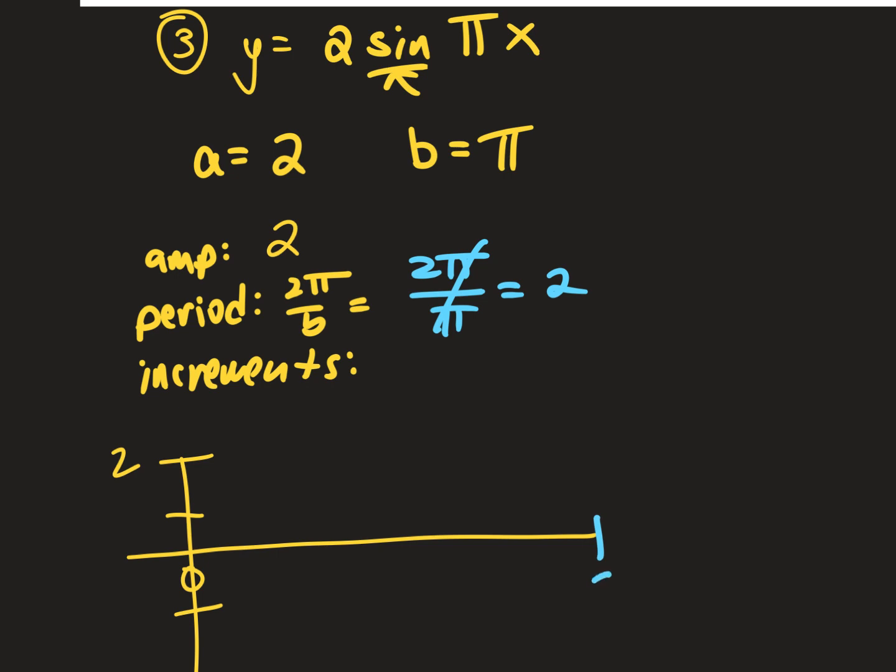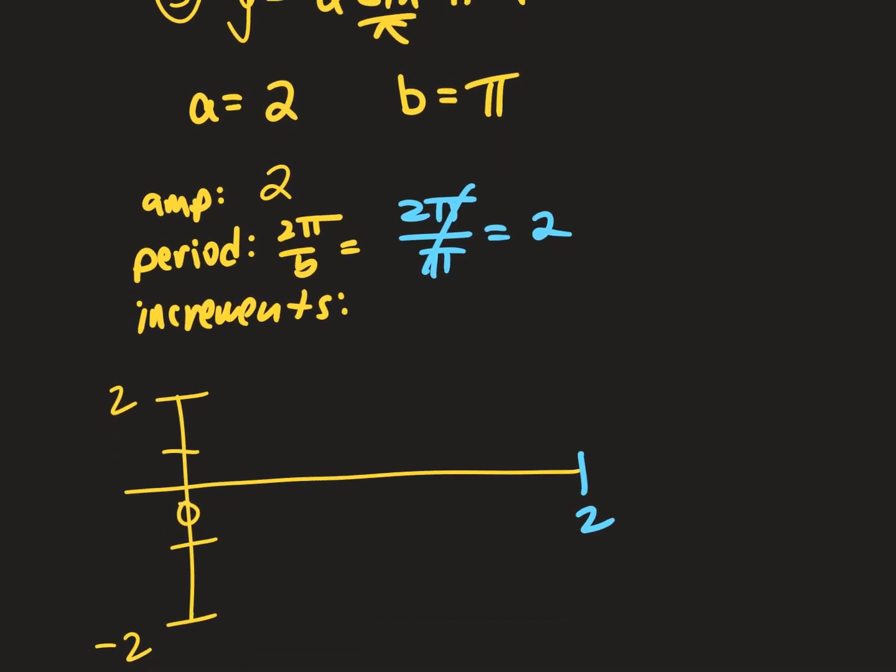It goes from 0 to 2. It's okay to have a whole number. This actually makes your life a little easier. You don't even have to look at pi. How do we find our increments? We take the period and divide it into how many pieces? Perfect. So 2 over 4 equals what?